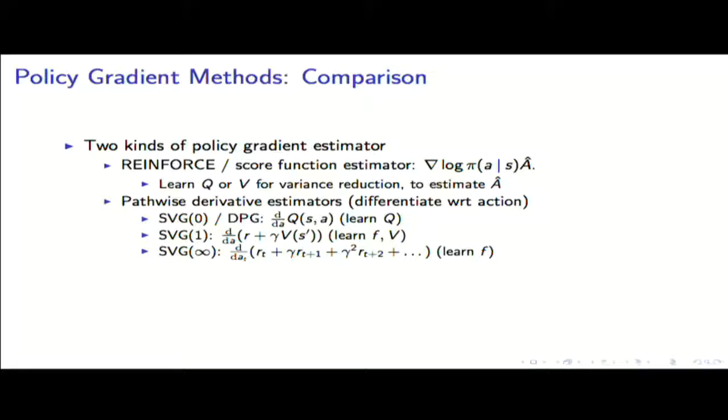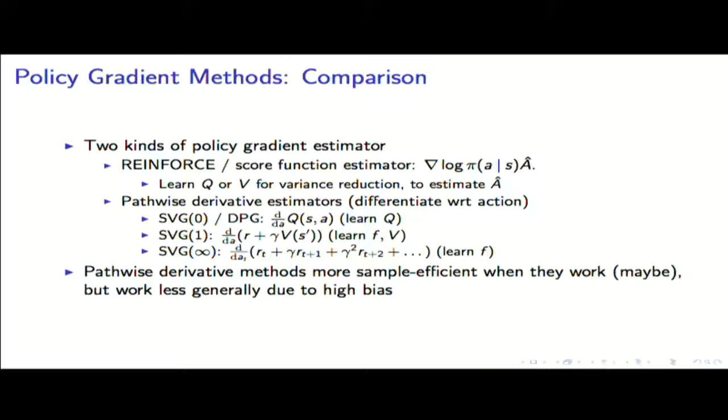And SVG infinity, you look at the whole returns, and you consider the returns to be a deterministic function of your policy parameter and some noise that you sampled. And you differentiate through that whole process like it's an RNN, and that gives you another policy gradient estimate. And in general, the pathwise derivative methods are more sample efficient when they work, because you're not trying to compute finite differences with noisy functions.